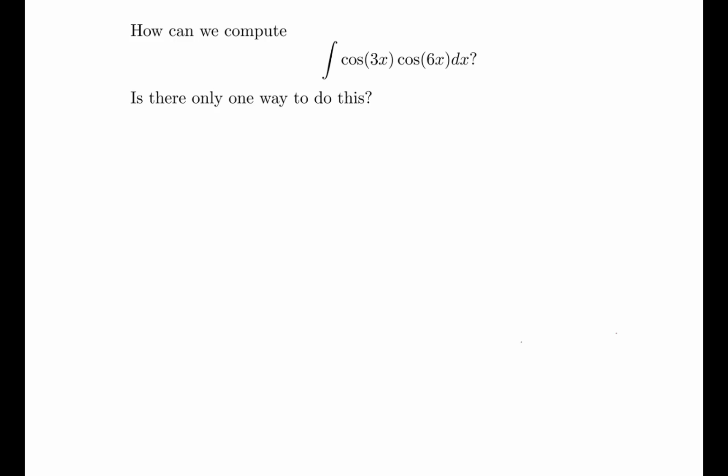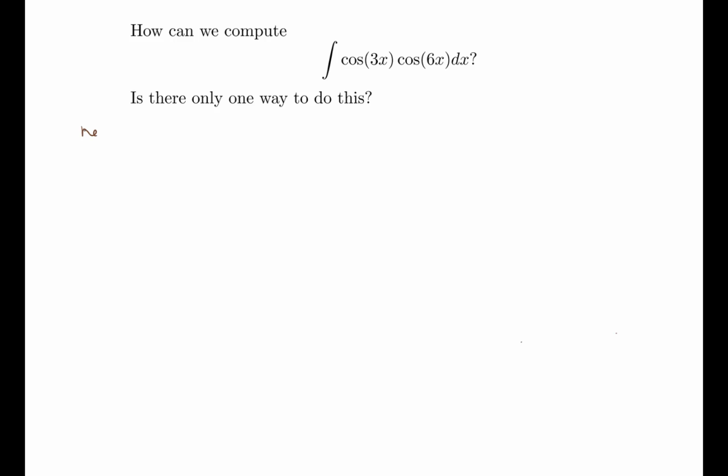Hi, in this video we're going to study the integral of cosine 3x times cosine of 6x, and as we will see, there is more than one way to compute that integral. Now I want to share with you two ways, and I'm pretty sure there are many more. So if you find any other way, please comment on the video and let me know. I would be interested in learning about other ways. But I wanted to share with you the following two ways.